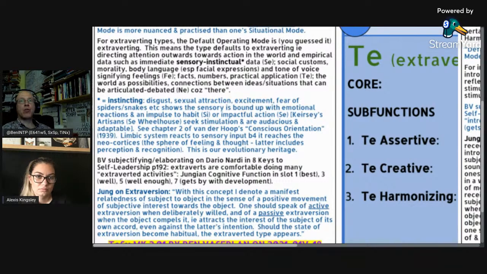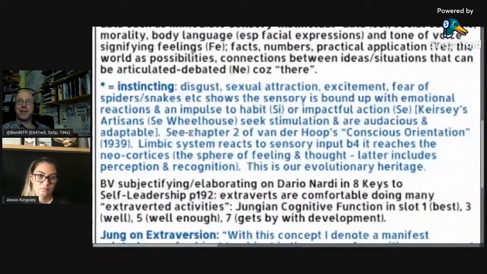Directing attention outwards towards action in the world and empirical data such as immediate sensory instinctual data. So they're action in the world. It's not just sensory acuity. And then there's sensory instinctual data. Asterisk. And then instinctum. But I'm going to really magnify this for folks.